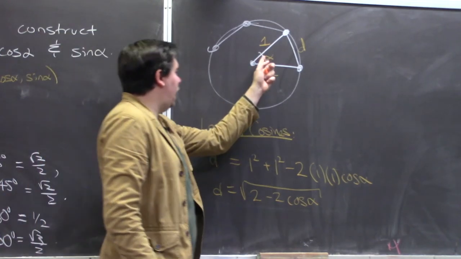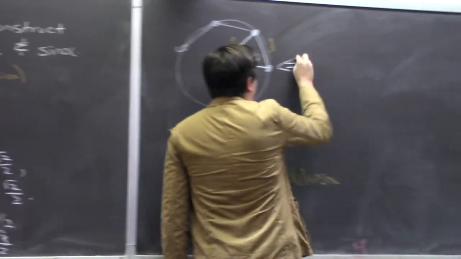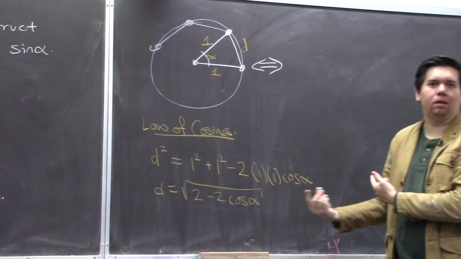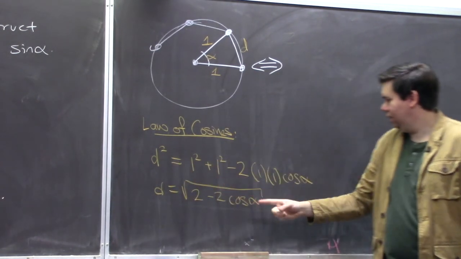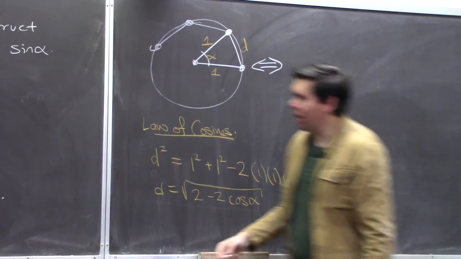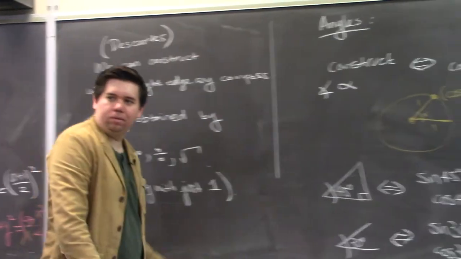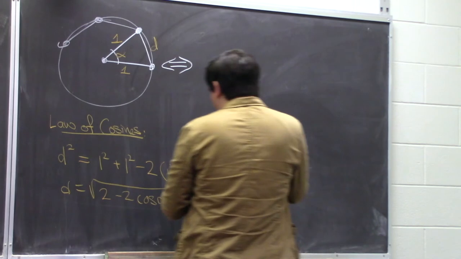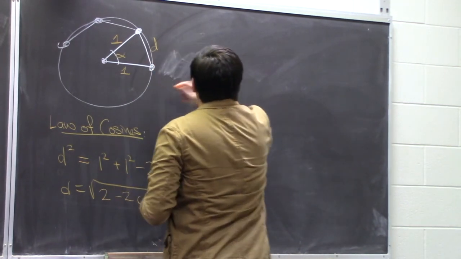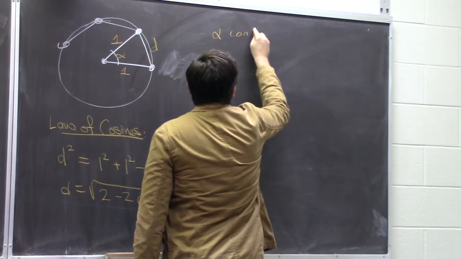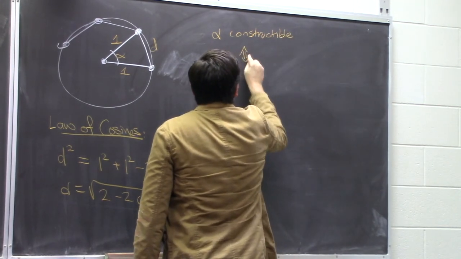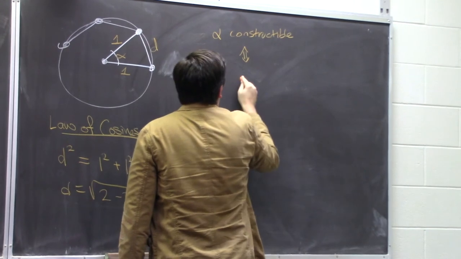So an angle alpha being constructible, you can construct alpha whenever you can construct d and vice versa. There's a relationship between d and alpha that only involves our operations: addition, subtraction, multiplication, division, and square root. So you can construct one exactly when you construct the other one. So this picture shows that alpha is constructible exactly when d is constructible.